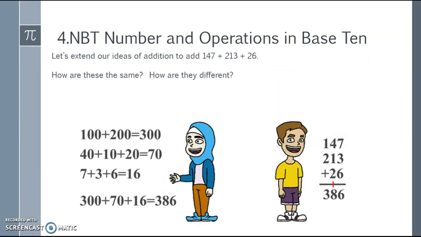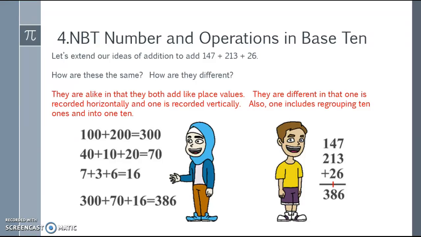Let's extend our ideas of addition to add 147 plus 213 plus 26. Notice there are two different students who did two different things. How are these the same and how are they different? One may look more traditional to us than the other.